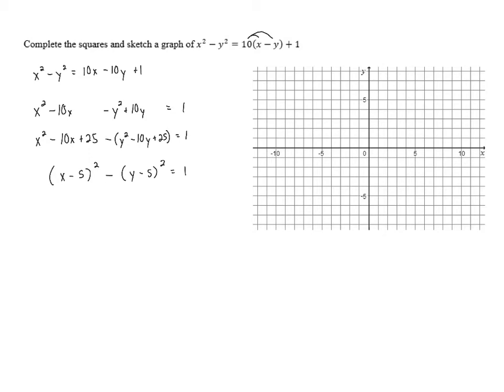So we might want to put each of these over 1 just to make it look like it's in the right form, though we don't really need to write those 1s there. So first of all, this is a shifted hyperbola. It's shifted to the right 5 units and then up 5 units. So we go to the right 5 and up 5. And the center is going to be at 5, 5. And then a squared and b squared are both 1.